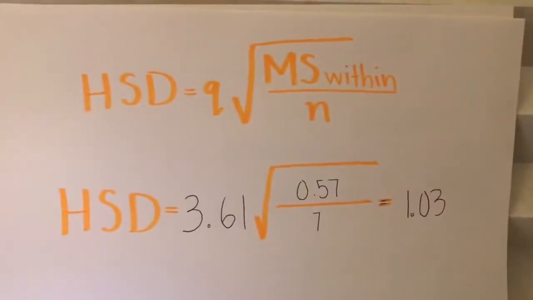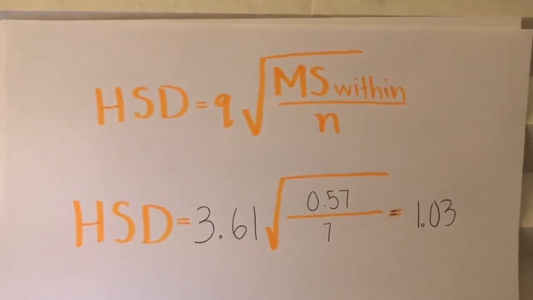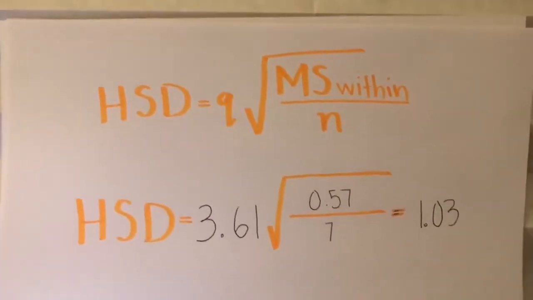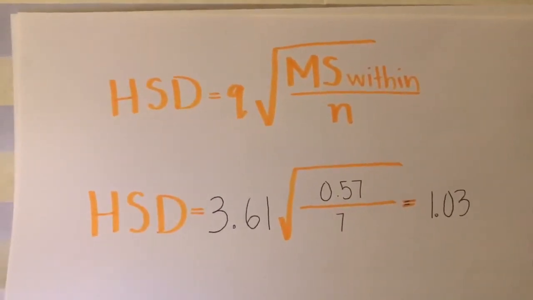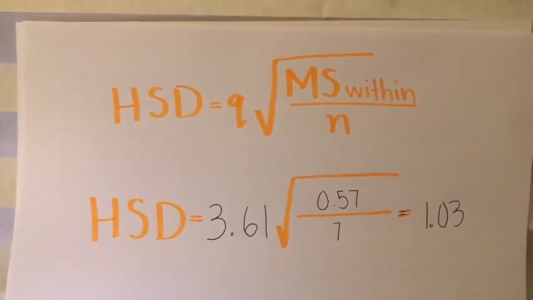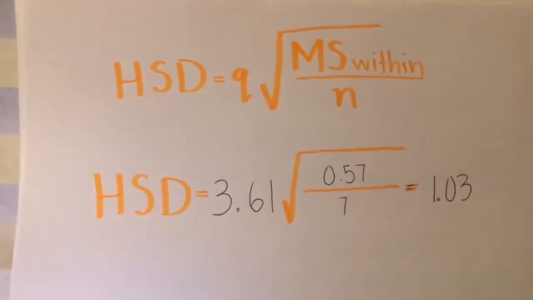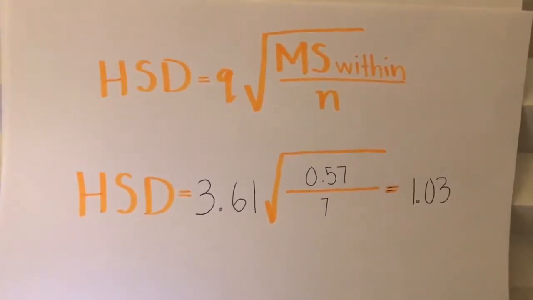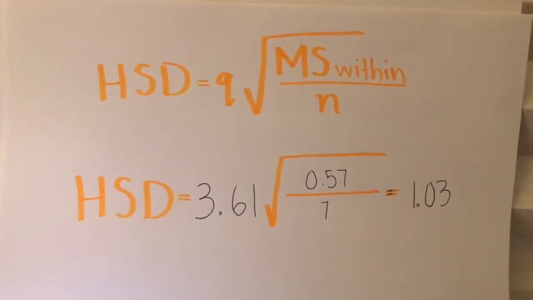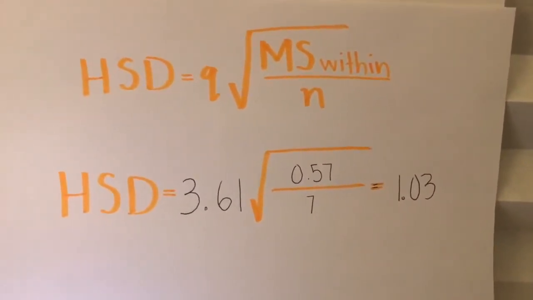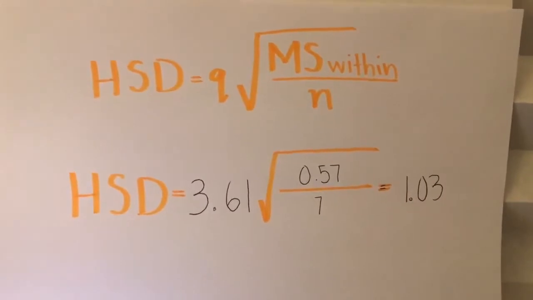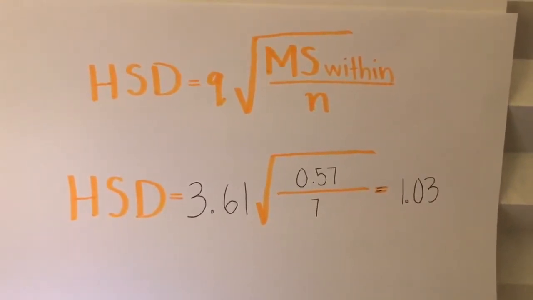To calculate HSD, we must find MS within as well as N. In order to find MS within, we use our ANOVA source table. And N is just the population for the individual groups. But also we need to find Q, a new statistic. In order to find Q, we use the Q table, and then we use the number of groups and the number of degrees of freedom within the error term.